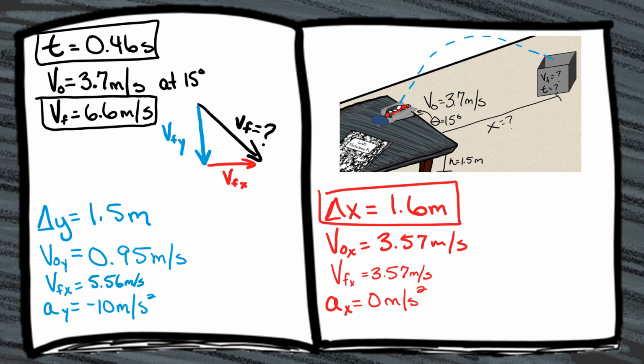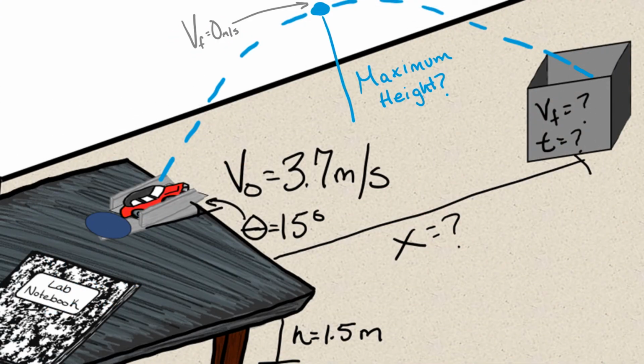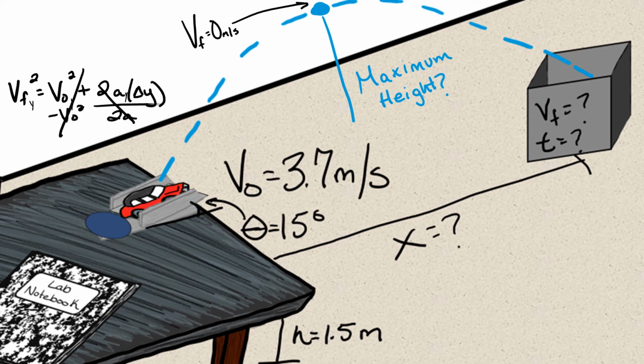Okay, Alex, here are some bonus questions. What was the maximum height that the projectile reached? Good job, Alex. We know that the final velocity at the maximum height of this projectile was 0 meters per second. And we know its initial as well as its vertical acceleration due to gravity, which means that we can solve for delta y by using this equation.